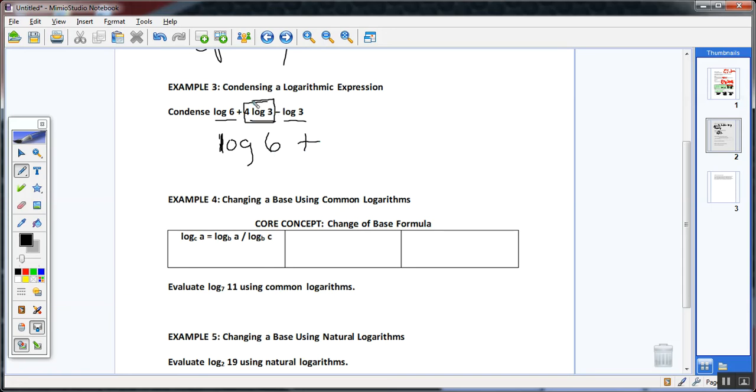This is the part I'm concerned about right here. This says what, kids? 4 times the log of 3. Hey, I have a number out in front of the logarithm there. Is there any way I could rewrite that to make that easier for us?